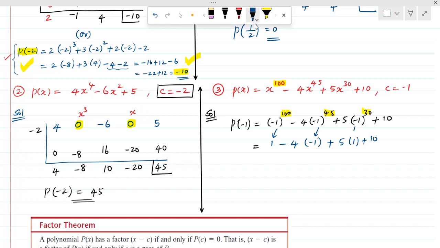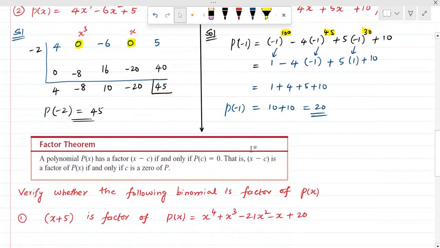Now I will simplify further. It becomes 1 minus of minus plus 4 plus 5 plus 10. So this is 5 plus 5, 10, 10 plus 10, which is equal to 20. So this is very easy if you go with the substitution method. The synthetic division is very long. Why? Because of the power. It is 100, x to the power 100.